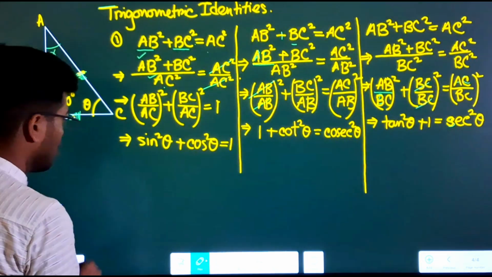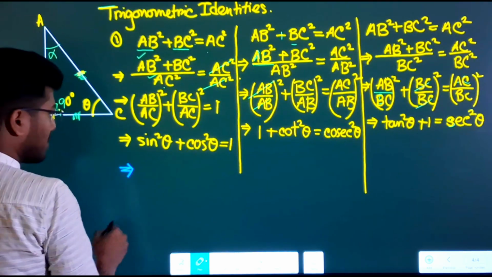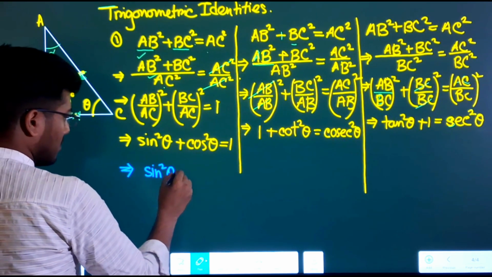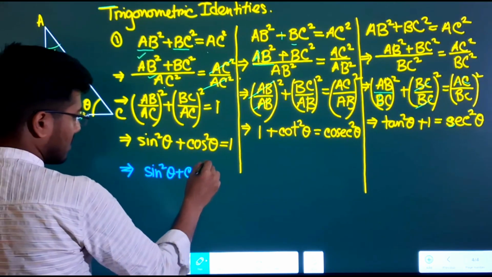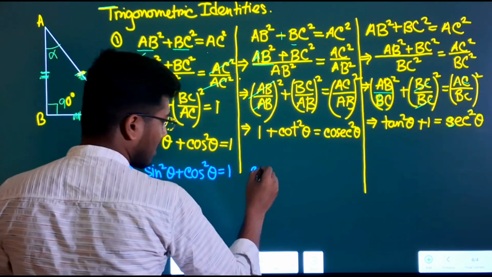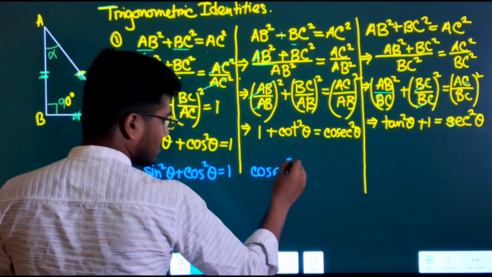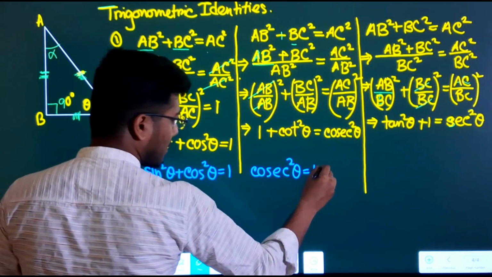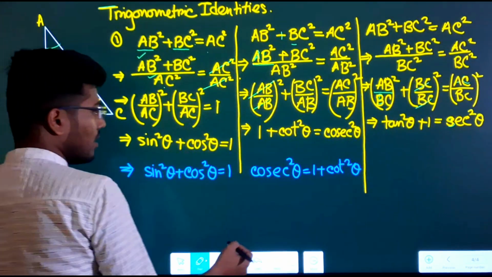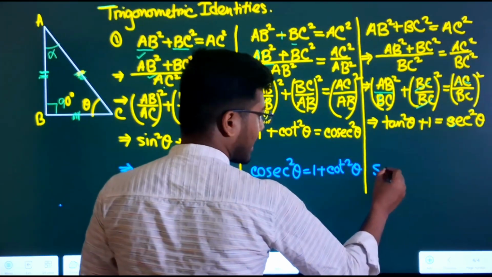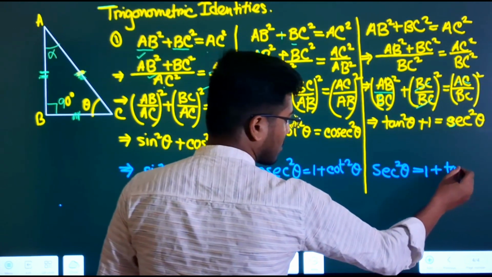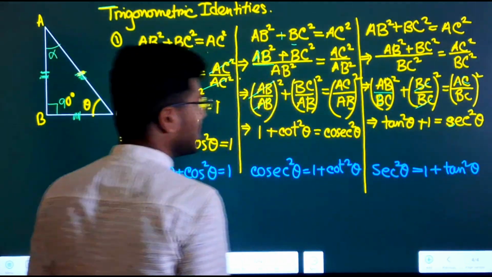Now you remember that. The formula is sine square theta plus cos square theta equals to 1. The second one we remember in this way: cosec square theta equals to 1 plus cot square theta. This is the second identity. What is the third identity? Sec square theta equals to 1 plus tan square theta. You have to remember it in this way.